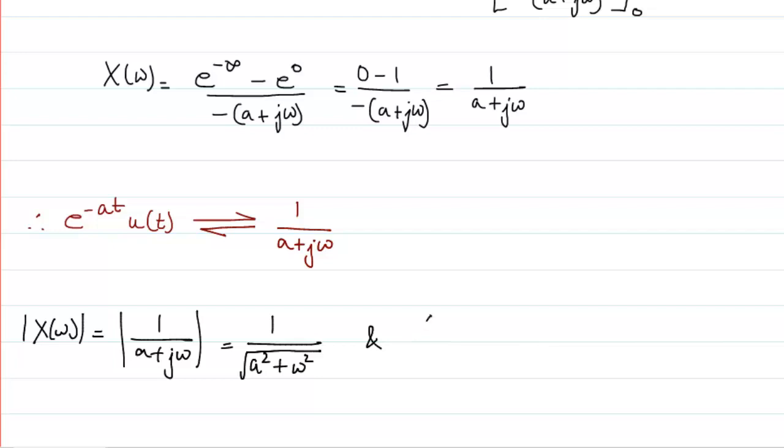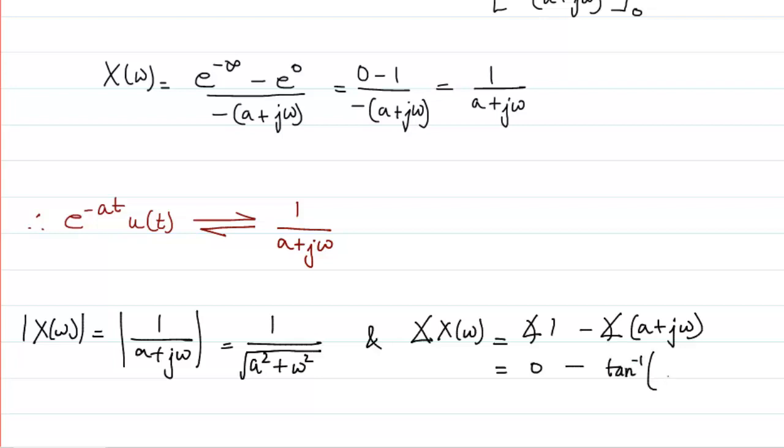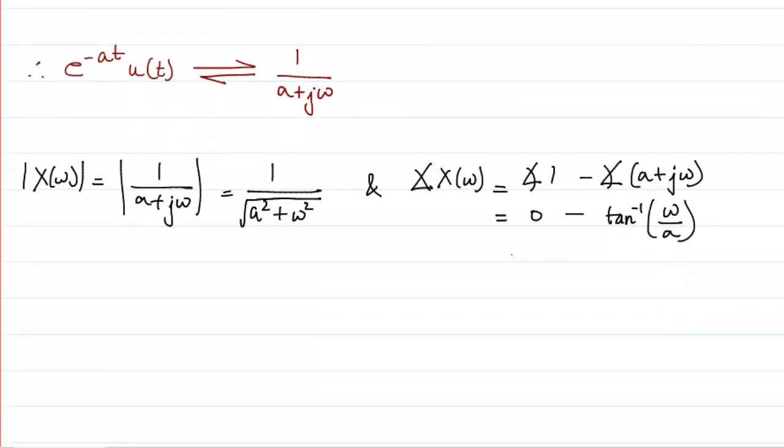And the angle of X of omega you can write as the angle of 1, that is the numerator, minus the angle of a plus j omega. The angle of 1 is obviously 0, minus the angle of a plus j omega, which will be tan inverse of the imaginary portion omega divided by the real portion a. Okay, therefore the final answer for the phase will be minus tan inverse of omega by a. So now we need to plot.